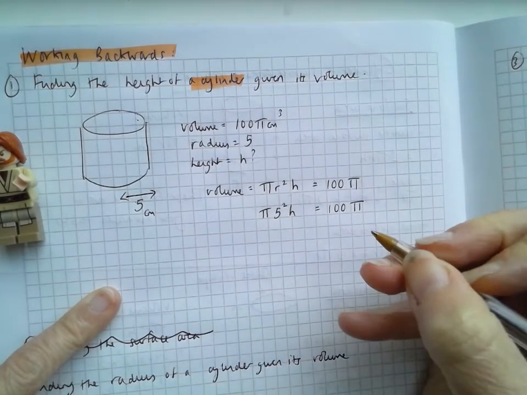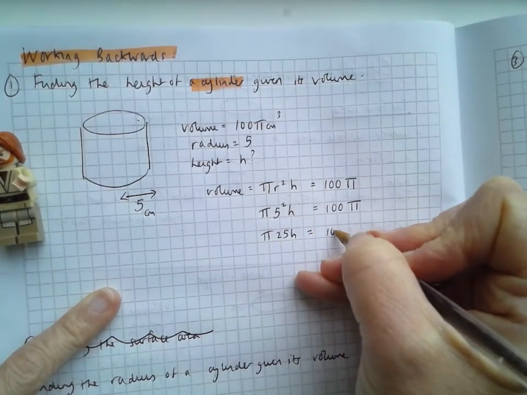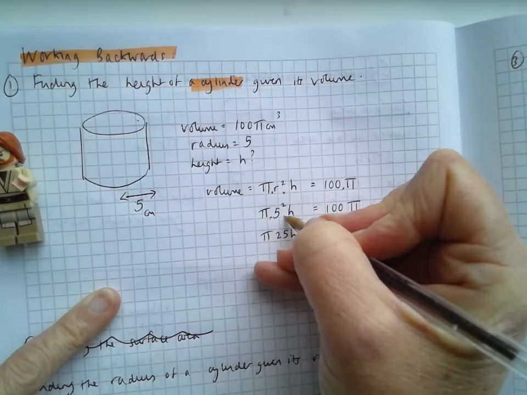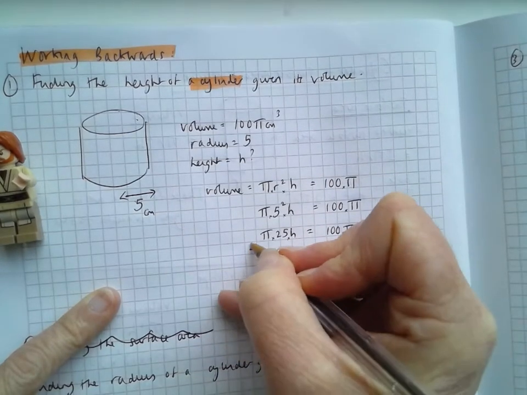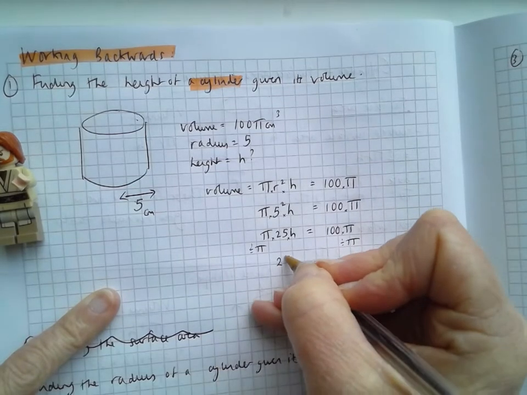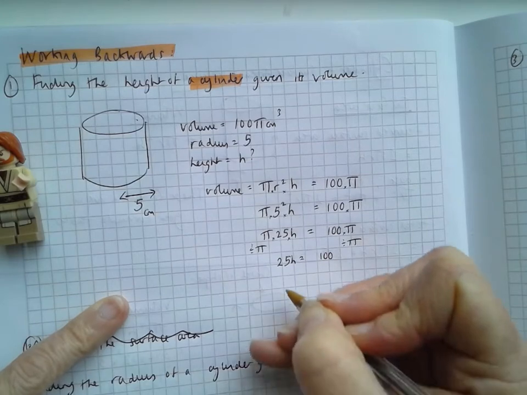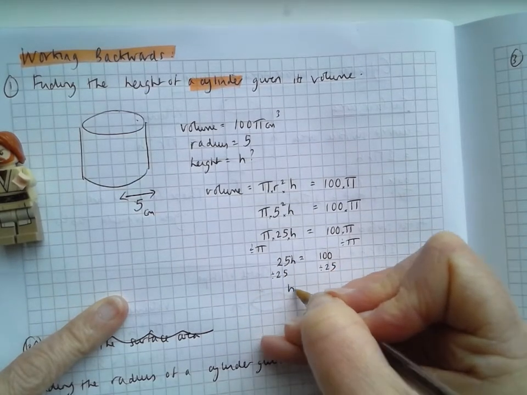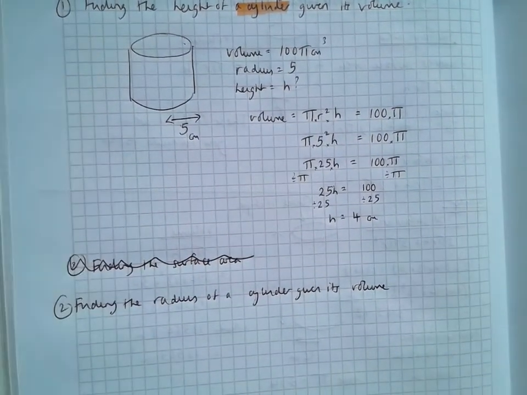So what do we have? Let's work that out. So pi by 25 by h equals 100 pi. Now remember, these are all multiplying together, aren't they? That's what it means when you write them side by side. So actually what we could do at this stage is divide both sides by pi to get rid of that. So we have 25h is equal to 100, and now you can see it's a straightforward equation. If we divide both sides by 25, we get that h is equal to 4 centimeters. Okay, let's try the next one.